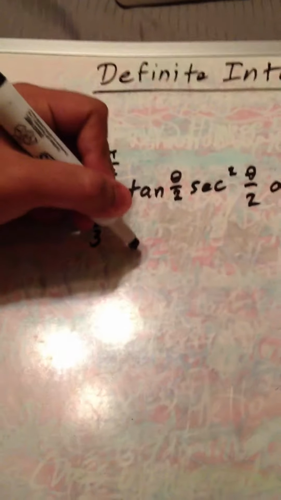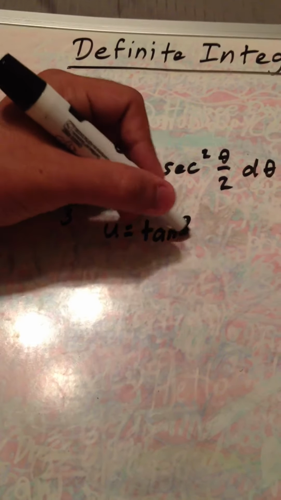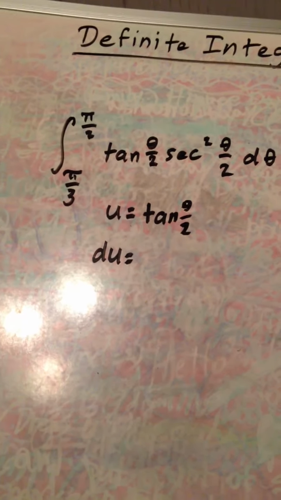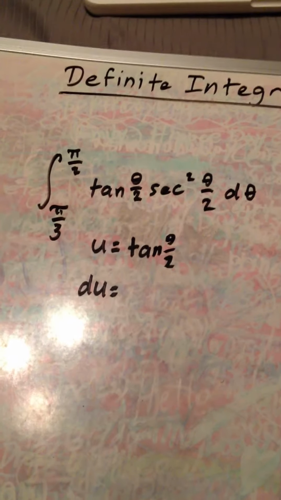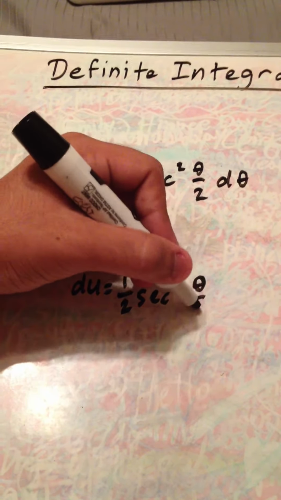Alright, so right off the bat, I think we could all see that there's a u substitution involved. First, this is just anti-differentiation. You should know how to do this already. So u equals tangent of theta over 2. And then we try to find du, which in this case, once we use chain rule, is secant squared theta over 2 times 1/2. So it's 1/2 secant squared theta over 2.